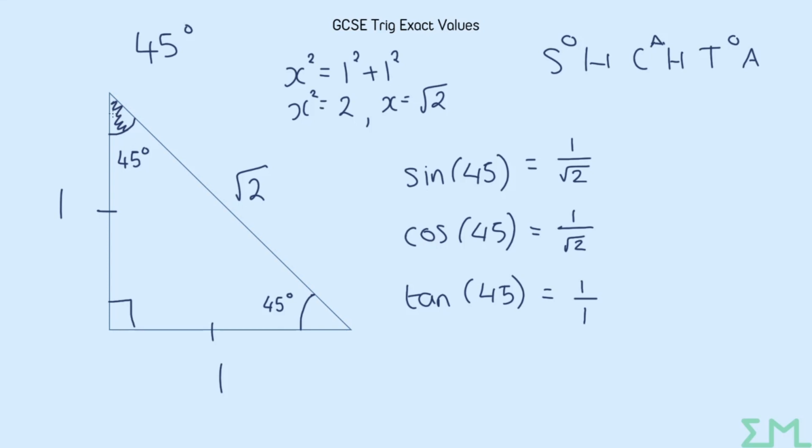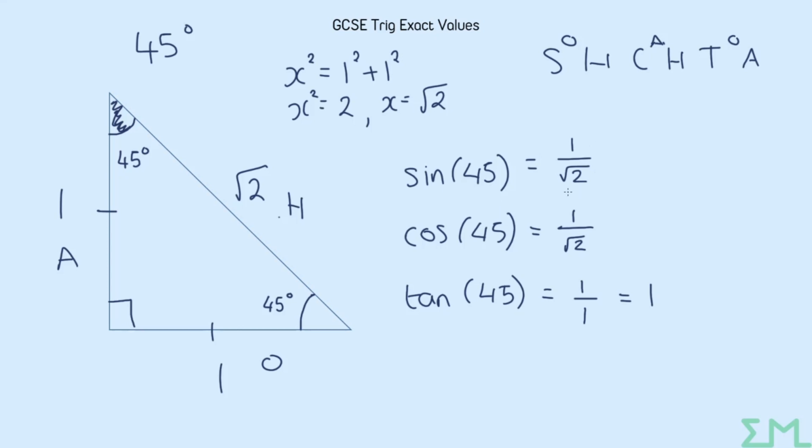We probably should have labelled these. If we picked an angle, let me just label these to make it even clearer. So this would be our opposite, this would be our adjacent, and this would be our hypotenuse. We know it's our hypotenuse because it's always opposite the right angle. So just to confirm, sine, opposite 1 over hypotenuse root 2, cos, adjacent 1 over hypotenuse root 2, and tan, opposite 1 over adjacent 1. So we can simplify these. We're never going to leave an answer as 1 over 1 for a start, so that can just be 1. So tan 45 is 1.